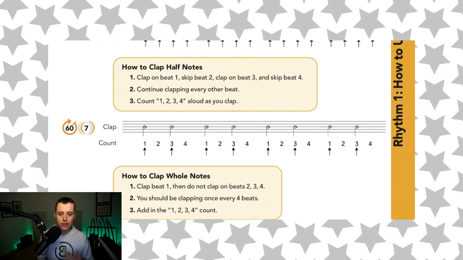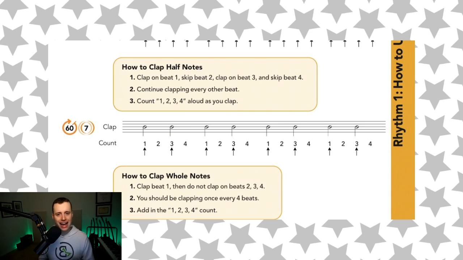Once you get comfortable doing that, you're going to add in 1, 2, 3, 4. So it's always nice to give yourself a count in before you start. So give yourself a ready, set, go, and on your marks, get set, go with the count in of 1, 2, 3, 4 before you start clapping. 1, 2, 3, 4. Clap on 1, skip 2, clap on 3, skip 4, clap on 1, skip 2, clap on 3, skip 4. Count 1, 2, 3, 4. There you go.